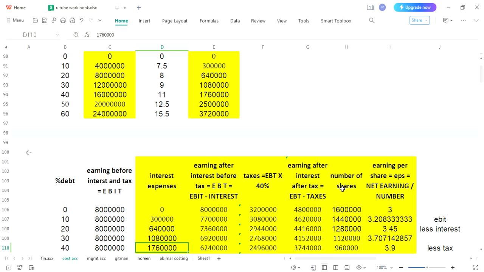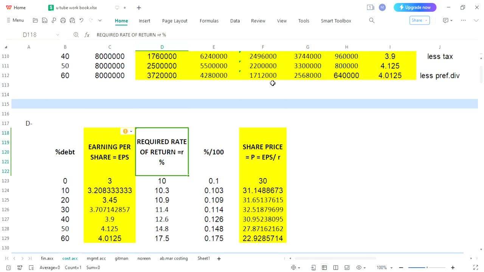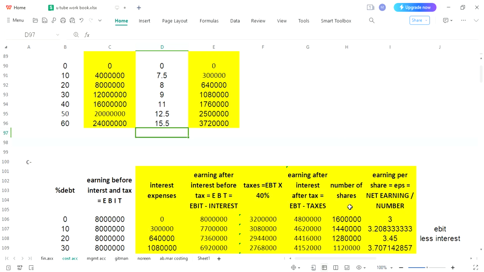The number of shares was already calculated in the first part. Look over here. The number of shares was calculated by dividing equity by 25, and we have copied these number of shares over here. EPS was calculated by dividing this earning after tax by the number of shares. So in this way your earning per share was also calculated.